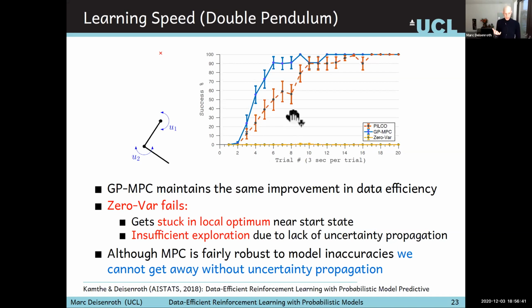So the key message here is, although model predictive control makes the model fairly robust to model inaccuracies, we can't get away without uncertainty propagation, and that is usually the computationally expensive part.